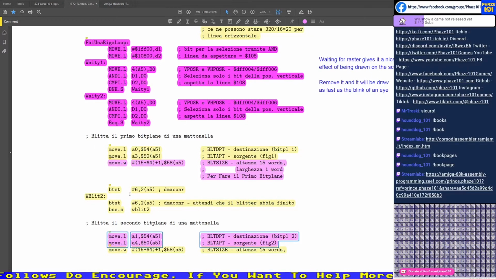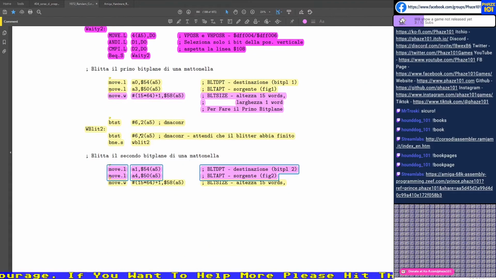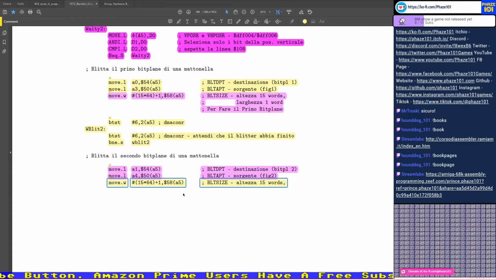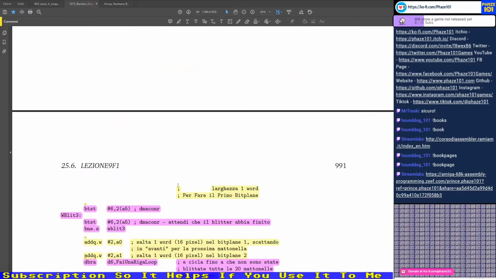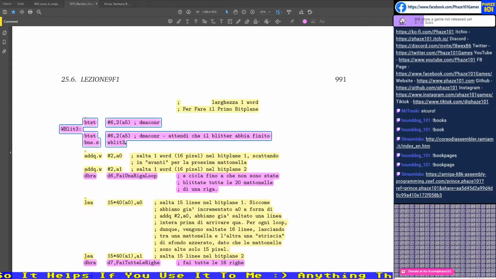Once we finish the first bit plane, we do the second bit plane after we make sure that the blitter has finished blitting. So we set the source and destination again of the bit plane, and there's nothing else to set. So we do our blit, which is again 15 pixels high and one word width, and we wait for the blitter to finish. Okay, then we have done bitplane 1 and bitplane 2 for the first image on the screen. The first one in the top left hand corner.